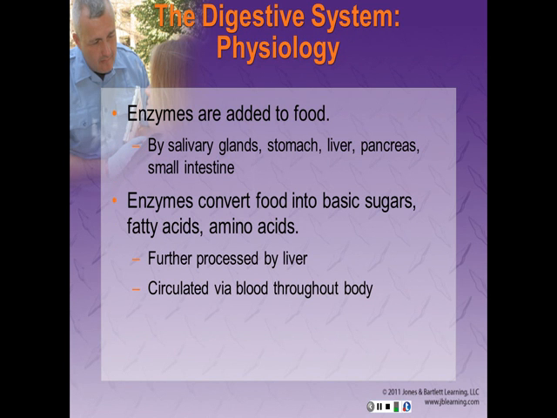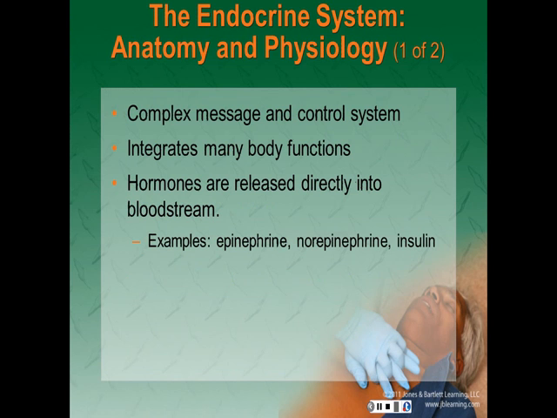So the physiology of the digestive system tells us that enzymes are added to food by our salivary glands, the stomach, the liver, the pancreas, and the small intestine. These enzymes convert food into basic sugars, fatty acids, and amino acids, and these are further processed by the liver and circulated via blood throughout the body.